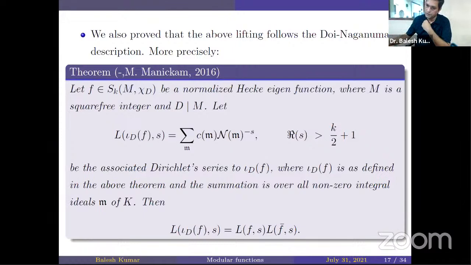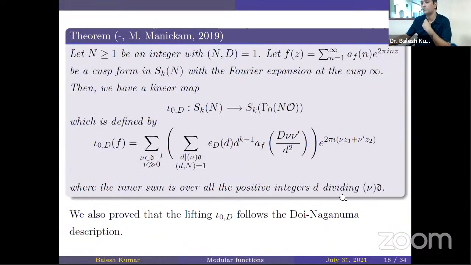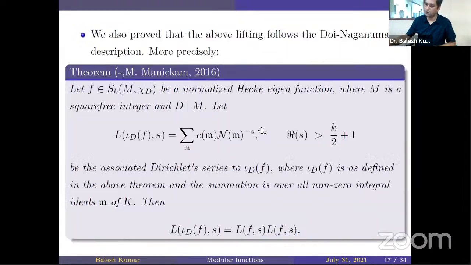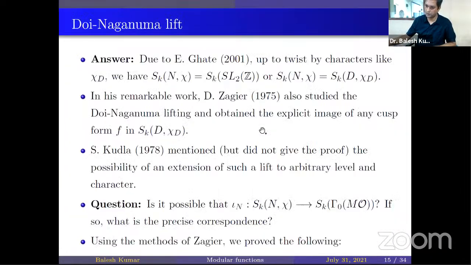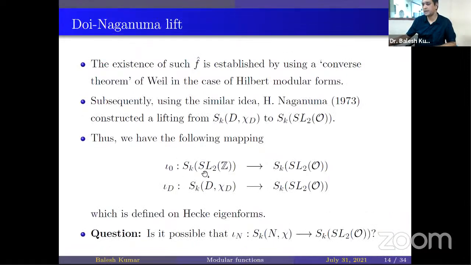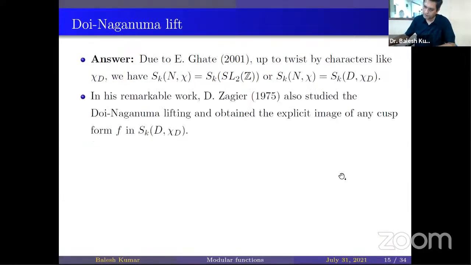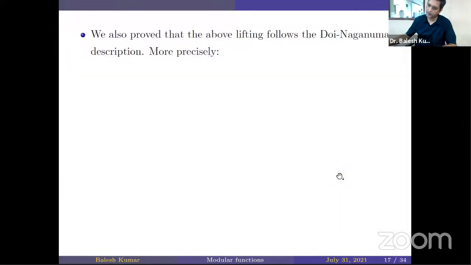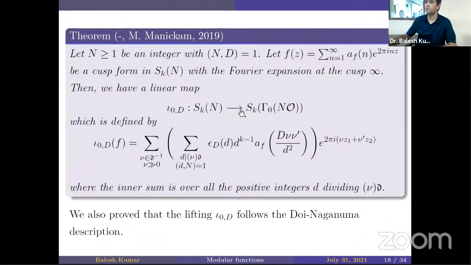Yeah, so this is the result, and moreover in 2019 we have also generalized the analog of level 1 goes to level 1. So here what we have is SK of SL2(Z) goes to SK of SL2(O). That means here level 1 goes to level 1. So in this case what we have generalized is that in fact level N goes to level N.